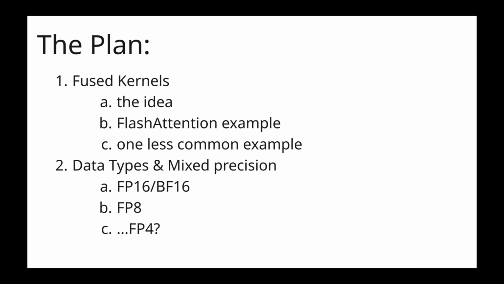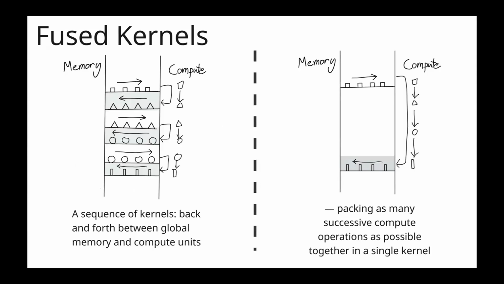Then we'll talk about data types and how they can be used to do mixed precision training. We'll again cover what's in the book, which is 16-bit or half precision training. Then we'll cover the recent advancements in FP8 training. And we'll talk a little bit about our nearest future of using even more extreme quantization techniques to train the models.